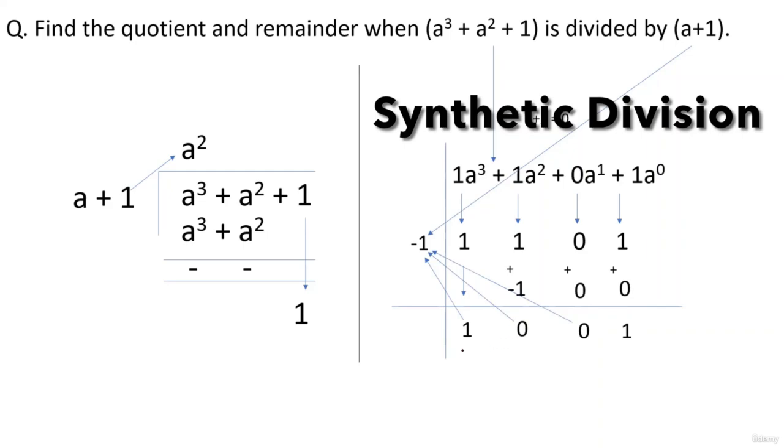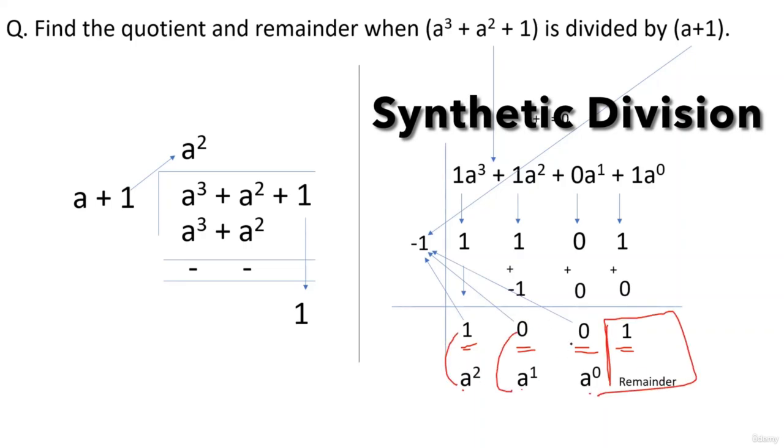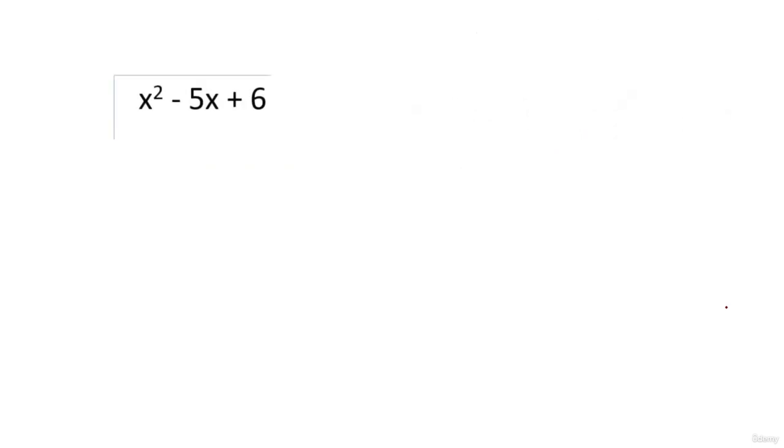Now, whatever values you have obtained are the coefficients for a square, a raised to 1, a raised to 0, and the remainder. So your quotient is 1a square plus 0 a raised to 1 plus 0 a raised to 0. That means it is nothing but a square. The remainder is 1. Okay guys, let's go on further.